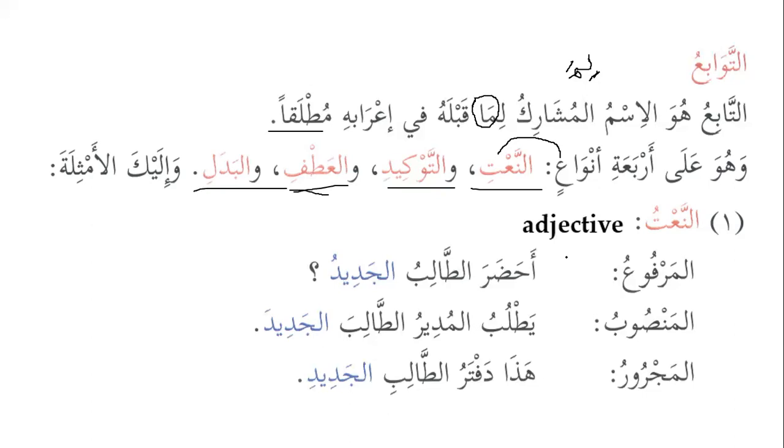An-nat, adjective. We know that an adjective follows the noun in four things, right? It follows in number, gender, status, and capacity. But here we are focusing only on irab, that it follows in its irab. So al-marfu': hadara at-talibu al-jadidu. At-talibu is man'ut, and al-jadidu is na't.